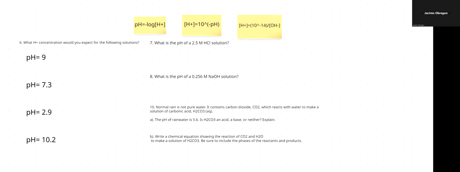Number 6, what hydrogen cation concentration would you expect for the following solutions? So pH equals 9. This time we're using the middle equation, this middle sticky note equation at the top. So now what we're doing is H plus is equal to 10 to the -9. And actually, when you plug it in your calculator, this is the same number. So 10 to the -9 molarity. This time you do need to put the unit because now we're working with molarity.